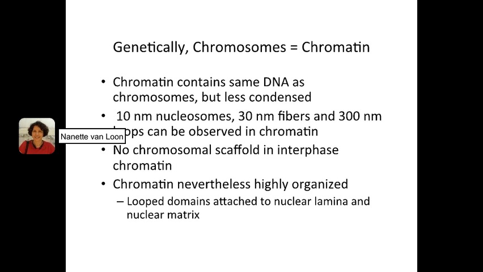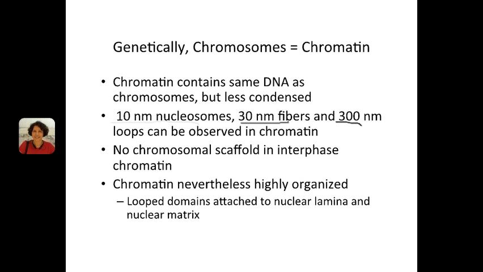As far as genetic information is concerned, a chromosome is the same thing as chromatin. In other words, the chromatin contains the same DNA as a chromosome does, but just in a less condensed form. When we look at chromatin, you can observe areas that are at the 10 nanometer nucleosome level of condensation. A lot of it is at the 30 nanometer level, and some of it is at the 300 nanometer loop level.